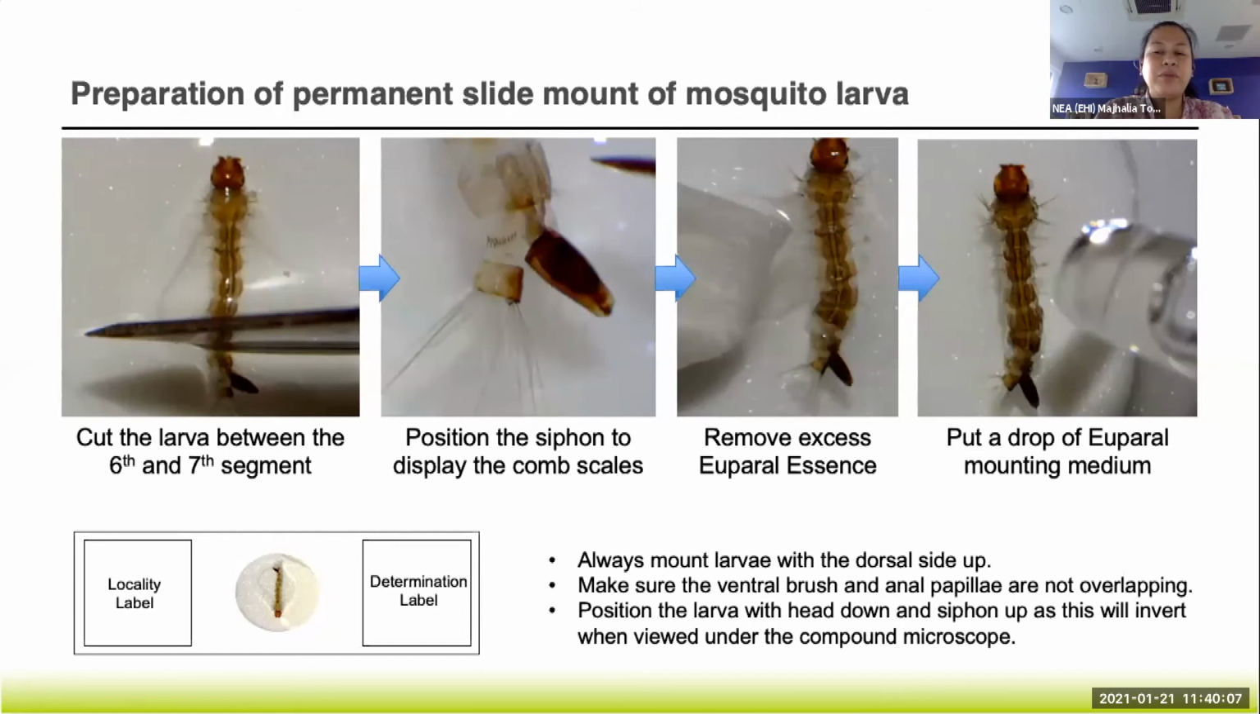And once you put the euparal essence over your larvae, you don't have to put the cover slip immediately. You can actually let the mounting medium dry up without a cover slip overnight for 24 hours. That way, it will harden a bit, and then you don't have to put these broken glass slides to make it balanced. So it will form something like a plateau on top of your larvae, and it extends the portion that will support your cover slip.